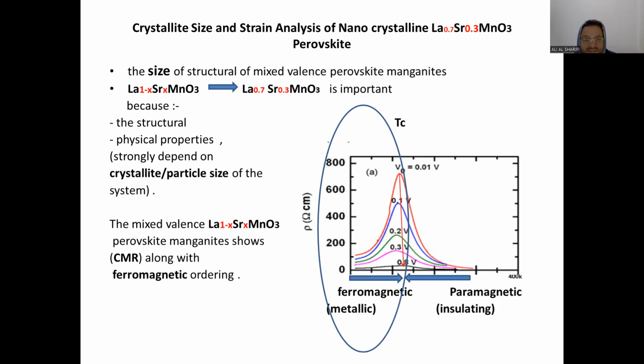The mixed valence lanthanum cerium manganese O3 perovskite manganite shows an important thing in the ferromagnetic area, showing colossal magnetic resistance, in the second half of this plot after the Curie temperature. That means here the magnetic properties start after passing this Curie temperature, along with ferromagnetic ordering, like I explained before.